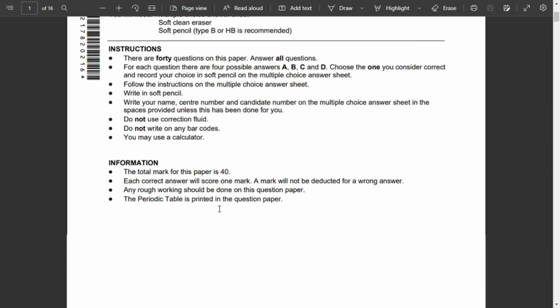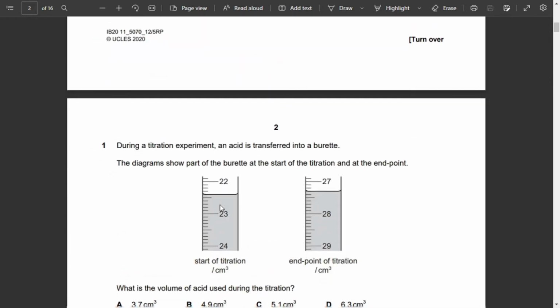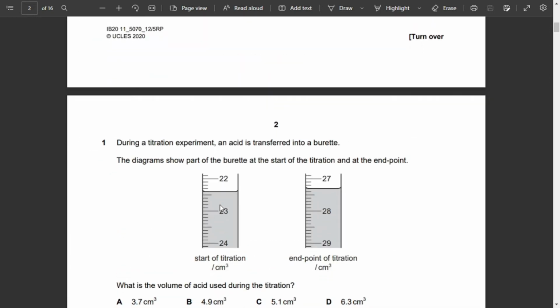There are a total of 40 MCQs in this paper, and I have started recording this. So this is part 1, and then I'll be uploading more parts really soon.